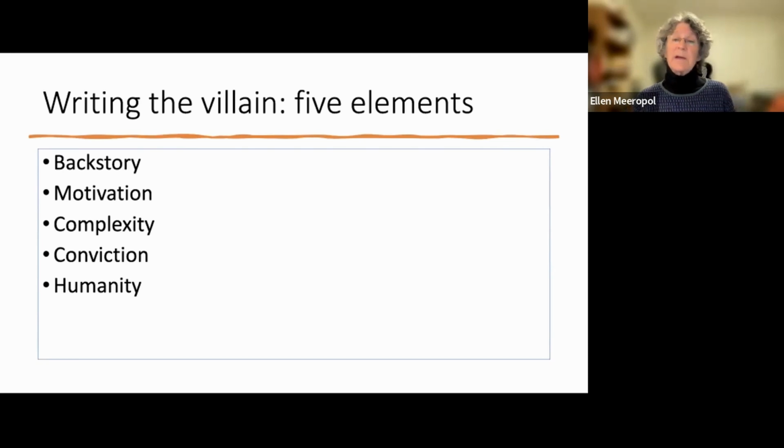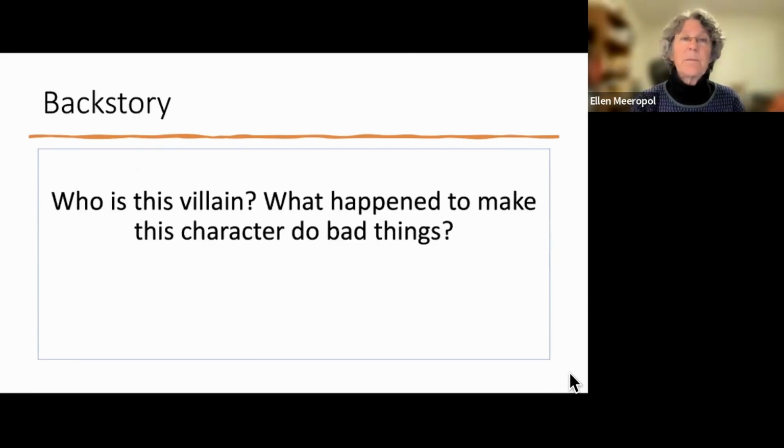So our plan next is to review each of these areas, look at an example from a published book, and try a short writing exercise to practice each element. We'll start with backstory. The reader needs to know why your villain is the way he or she is.